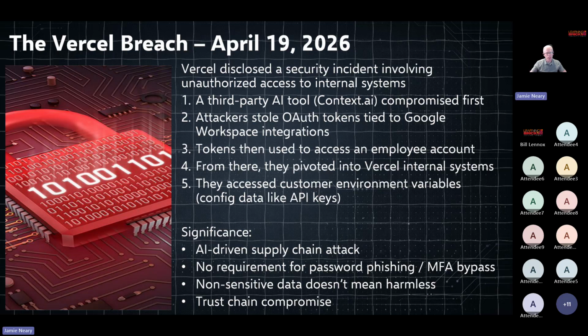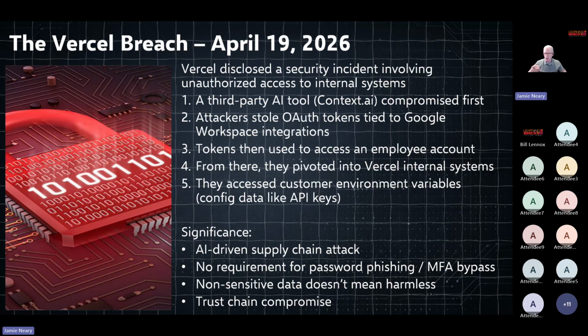So it was an AI-driven supply chain attack. There was no requirement to phish any passwords. It did not have to bypass multi-factor authentication. It was able to just piggyback off of an exposed weakness.